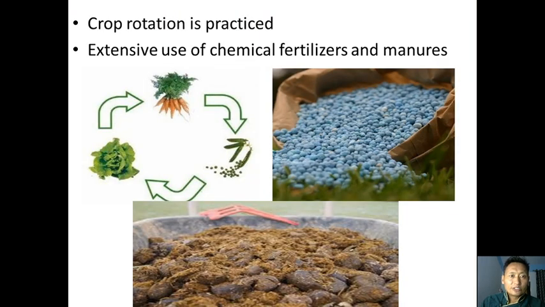Here they are practicing crop rotation. Yearly they are cultivating different types of crops in the same field, in order to maintain or restore the fertility of the soil. They also make extensive use of chemical fertilizer and manure. Mostly they are using fertilizers in order to cultivate the crops.